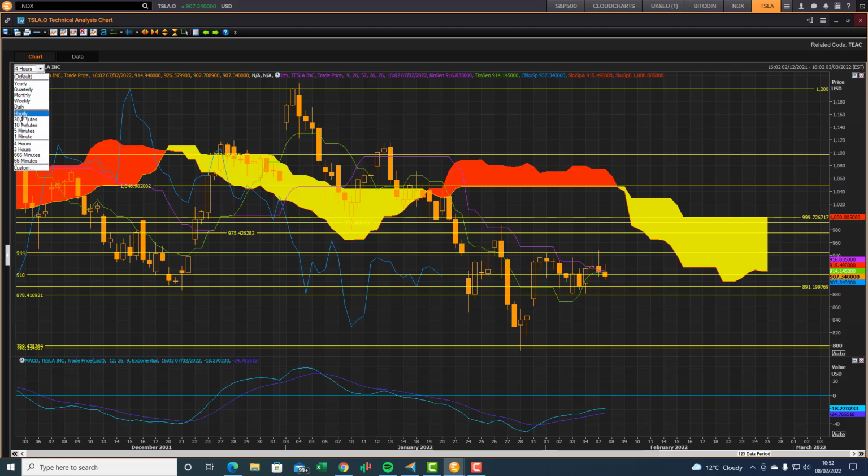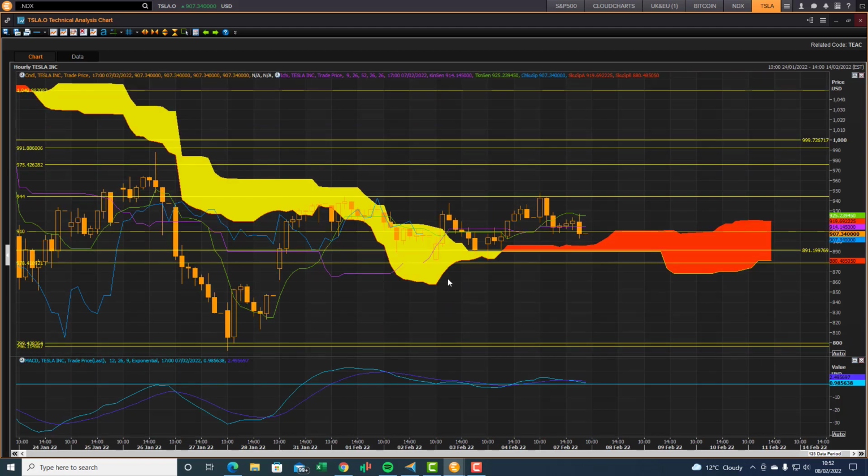So looking at the hourly, good news here is we're back above the top end of the cloud, the bottom end of the cloud. So this is 891. This is a major support zone on the hourly. So as long as Tesla stays above this zone here, let's see where that level is. There we go, 898, 890 roughly. So that is a key support zone.